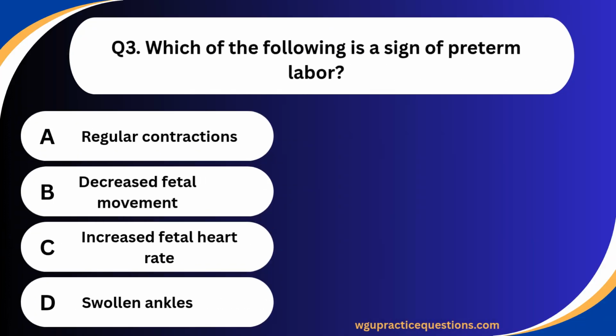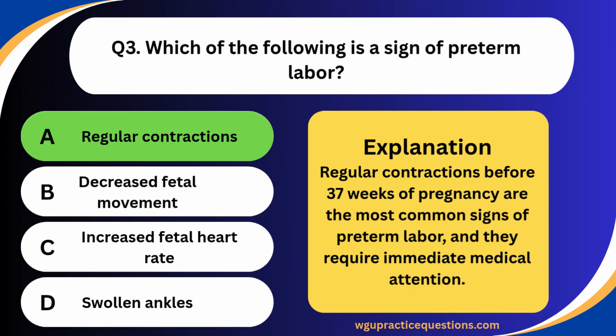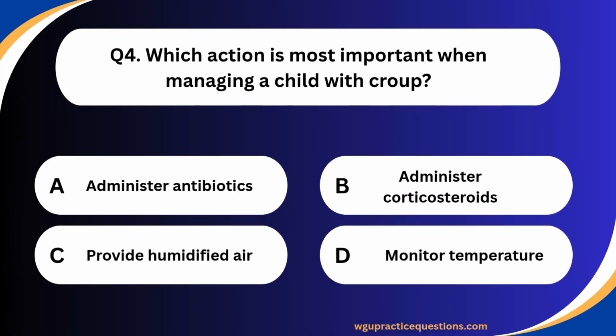The correct answer is A. Regular contractions. Explanation. Regular contractions before 37 weeks of pregnancy are the most common signs of preterm labor, and they require immediate medical attention.